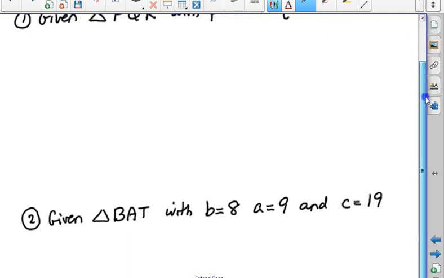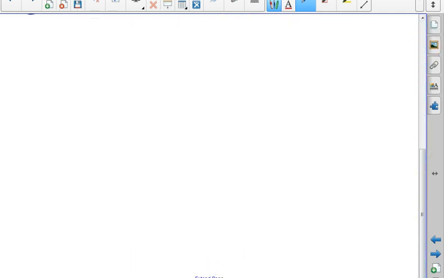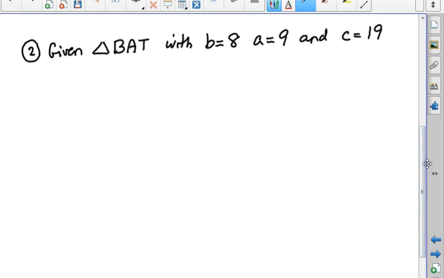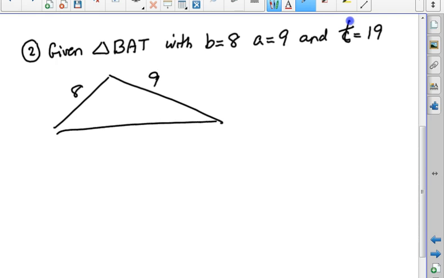So I'm going to look at this problem down here. Given triangle BAT with B equals 8, A equals 9, and T equals 19. If we go through the same process, I can just make a sketch of the triangle: 8, 9, 19. And S is equal to 1/2 times 8 plus 9 plus 19.